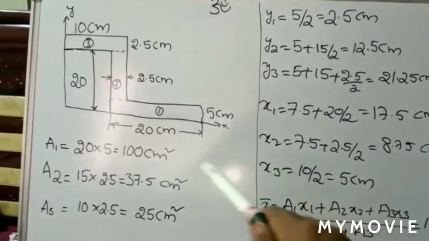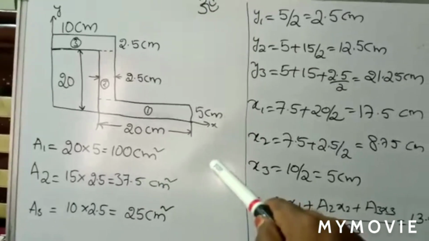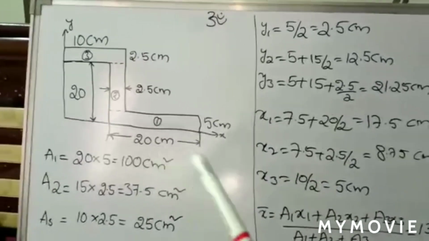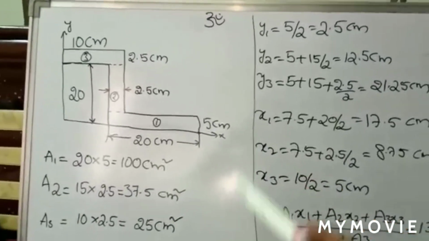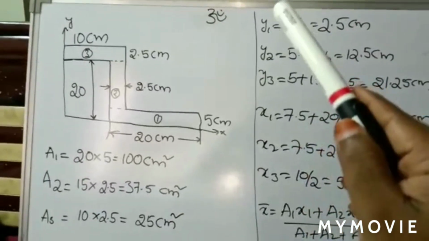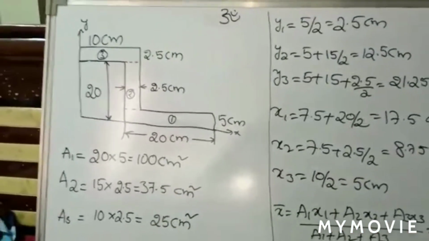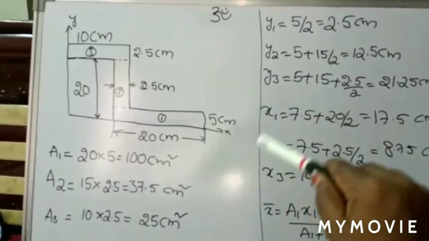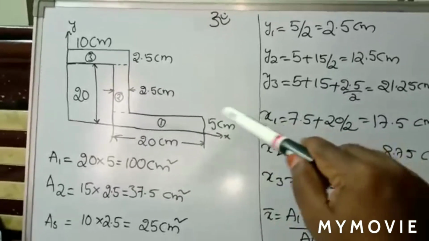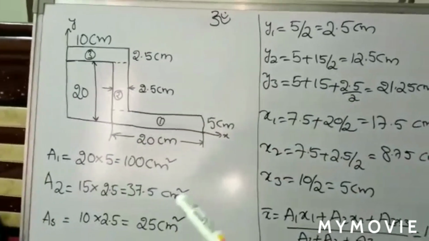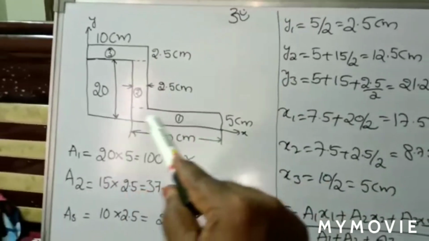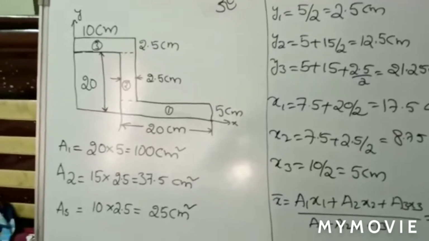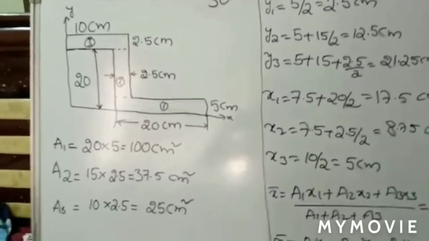What is the area of block 1? It is 20 centimeters and 5 centimeters. 20 into 5 is 100 centimeters square. Next, block 2, A2. Here the 20 centimeters is up to part 1, but we require only part 2. So simply remove these 5 centimeters from 20, and you get 15 centimeters up to your block 2. So 15 into 2.5 is 37.5 centimeters square.